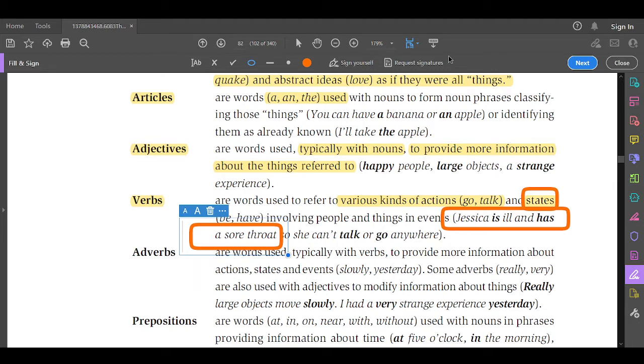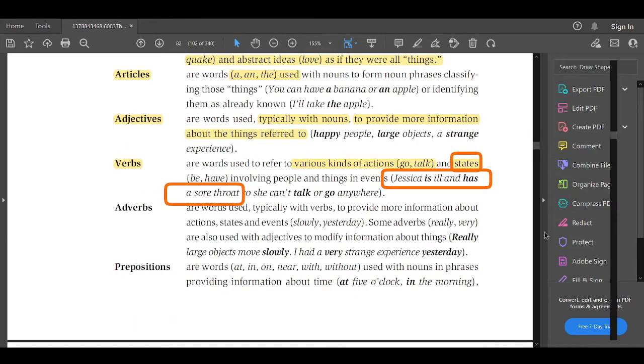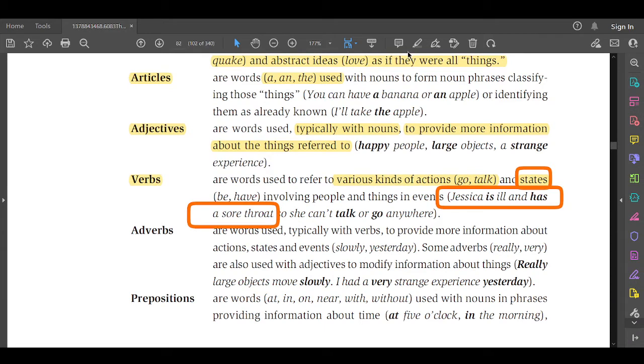Okay. After that, we have the adverbs. Adverbs are typically used with verbs. For example, we have slowly. Yesterday, talking about something in the past. Some adverbs, not all of them, some of them, like really and very, are used with adjectives. I'm walking very slowly.